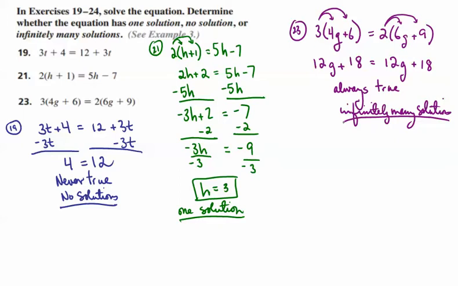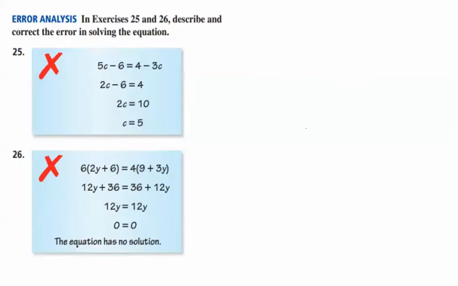Alright, at this point we're going to go on to the next problems in the homework set. And I will scroll down. In these problems, number 25 and 26, we have some error analysis. So let's take a look at the original. The way we're going to work with error analysis is we're going to look at the original equation, and then look at what we would do and think about that, and then take a look at what the student or this person has done. So let's take a look and see what would happen.